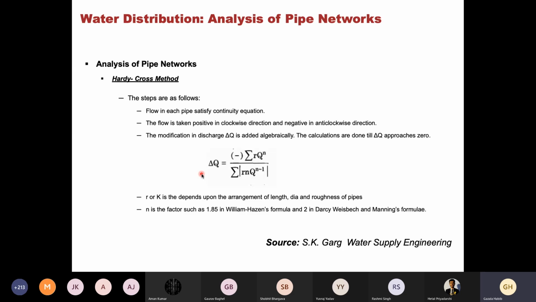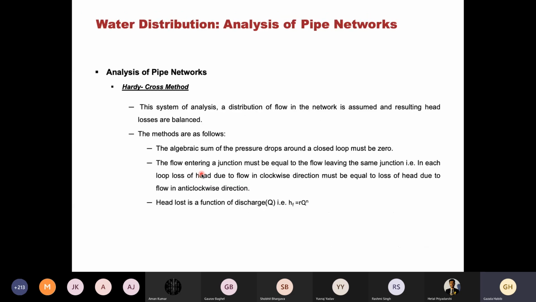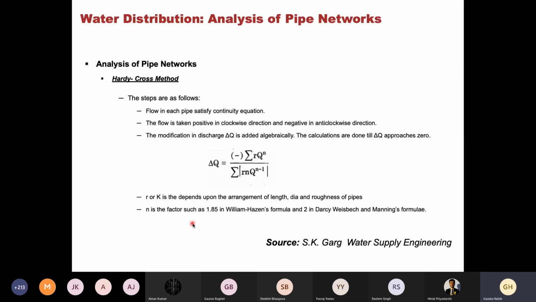So the total head loss in the x and minus x direction is summed up, and then the total head loss should be zero. But let me change this presentation. It is not very clear. The flow entering the junction must be equal to the flow leaving the junction. Okay, let me change it. It's difficult to explain in this way.